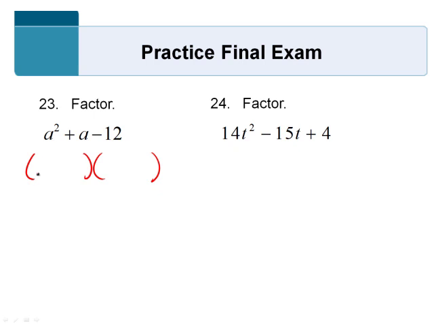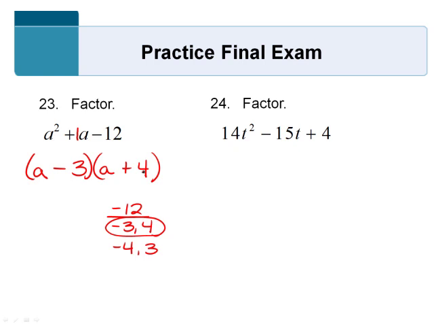Okay, so since we have a squared, we're going to put a and a. Now we want the factors of negative 12. So if you think about negative 3 and 4, or maybe negative 4 and 3, the set of terms, negative 3 plus 4, would give me a positive 1. And that's what we want because that's what's in front of the a there. So you put in minus 3 and plus 4.